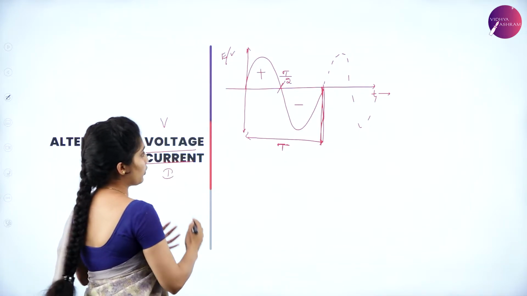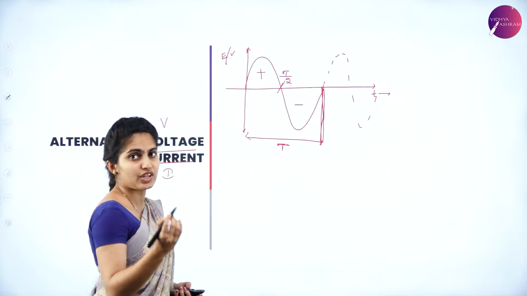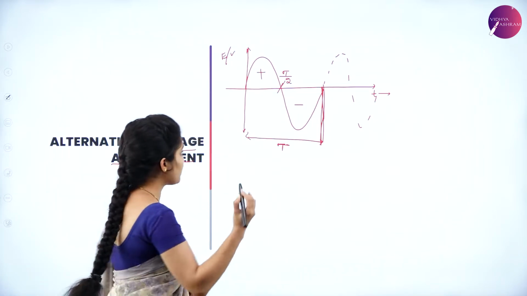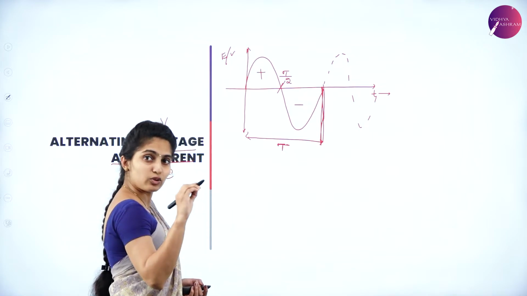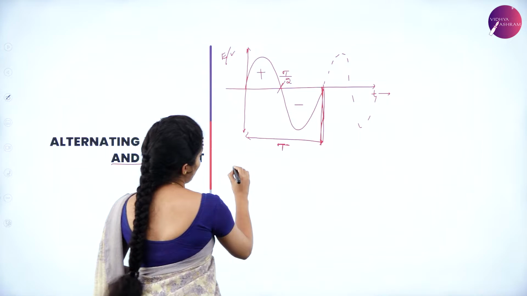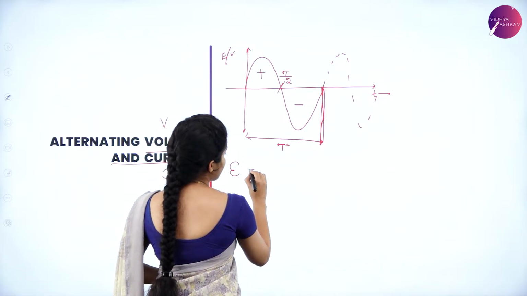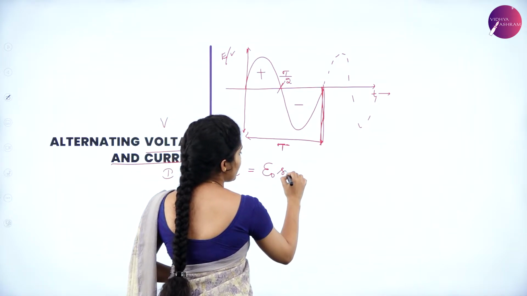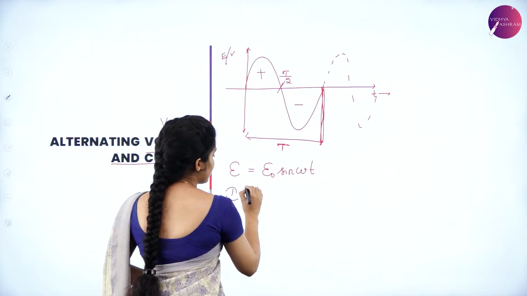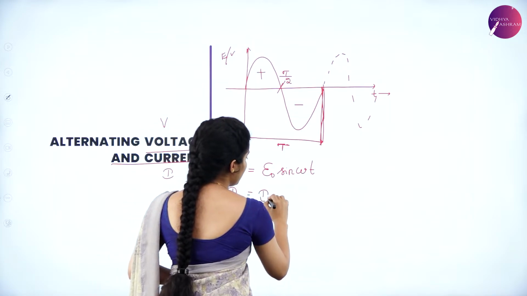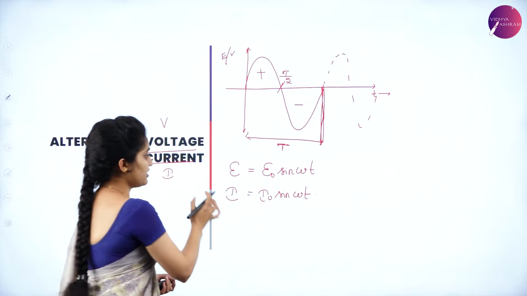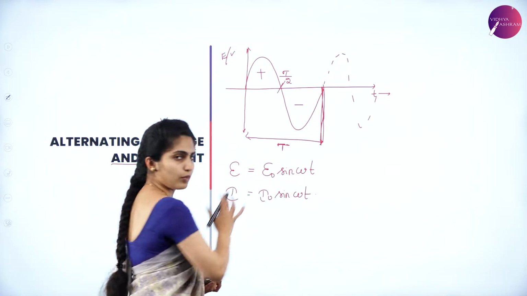So we have an equation, the instantaneous EMF or instantaneous current equation, which according to your electromagnetic induction concepts from the last session is given as: instantaneous EMF is equal to E naught sine omega t, or with respect to current, I is equal to I naught sine omega t. Let us study in detail what these components are.